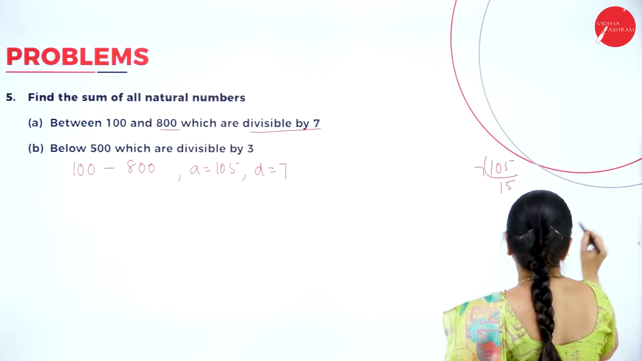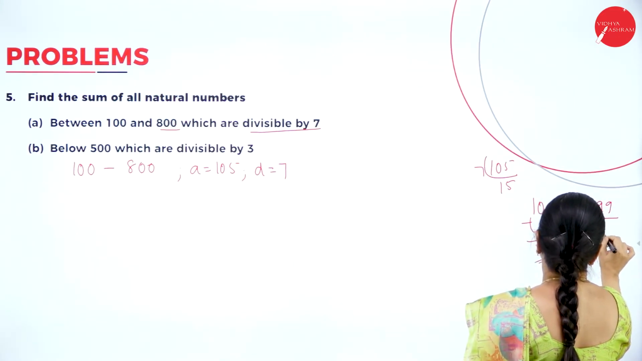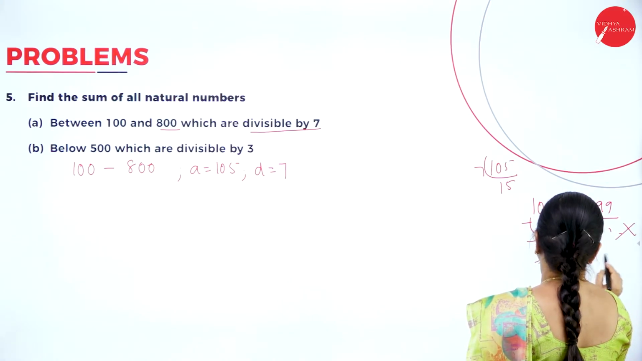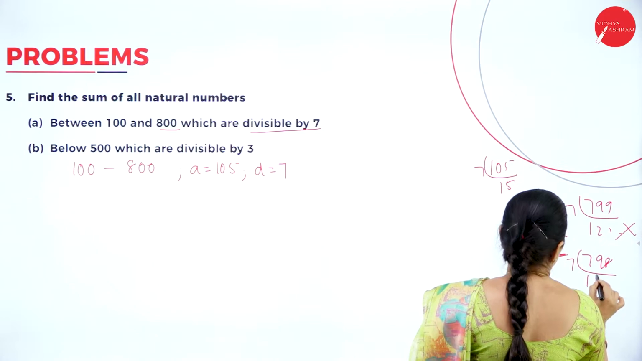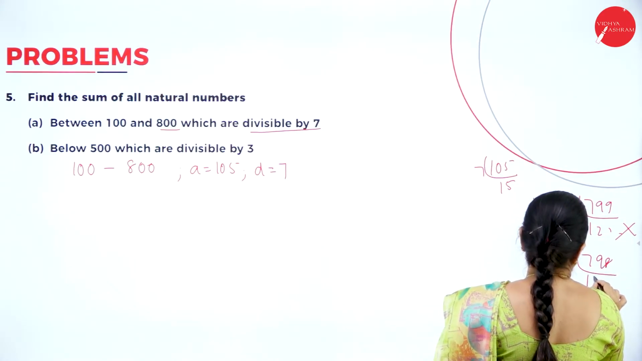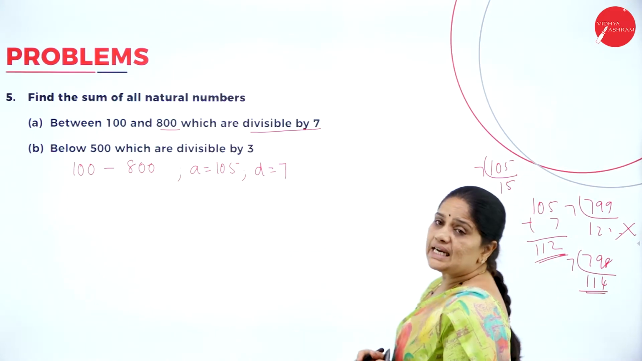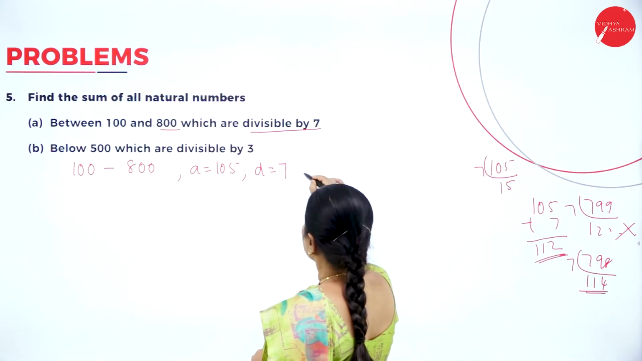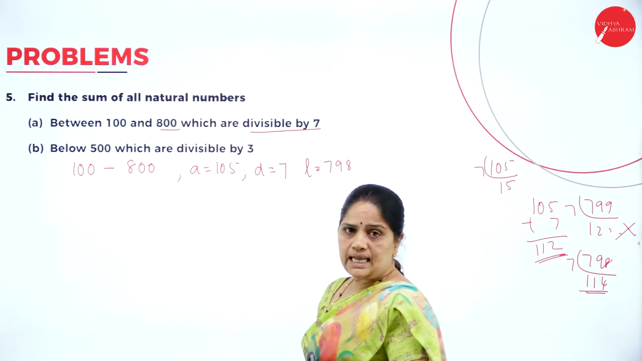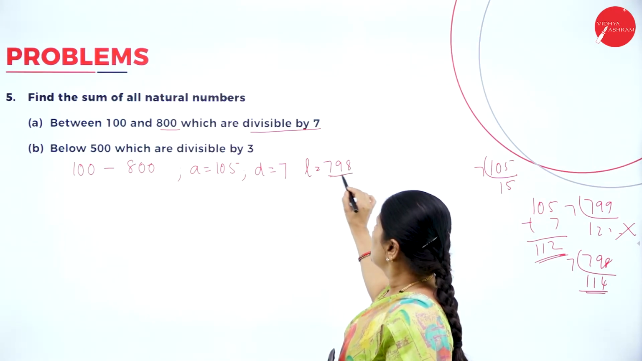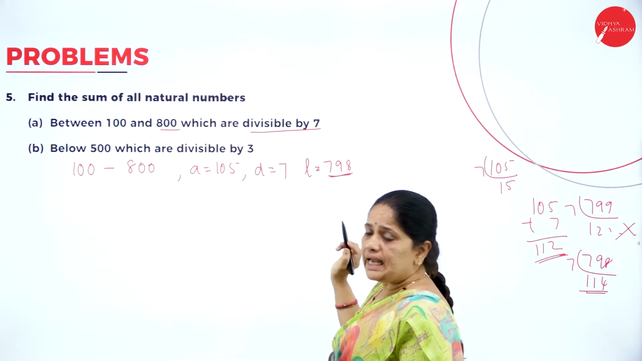So 799, is it divisible? 7 ones are 7, 7 twos are 14. No, it is not divisible. Then 798. 7 ones are 7, 7 nines are 63, 7 fours are 28. So 798 is divisible. So L will be equal to 798. But we don't know what the nth term is here. So we have to find out Tn.